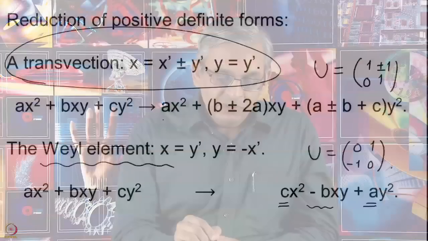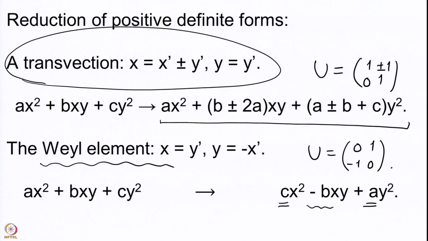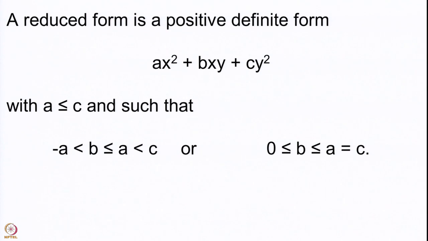The transformation given by the transvection has this description. What is important to note is that a remains as it is and b can be made smaller or bigger by multiples of 2a. This is the change that is happening for b, and there is some change which is happening for c, but that is something that we can take care of. Okay. Once we are done with this, we now go to the definition of what is a reduced form.